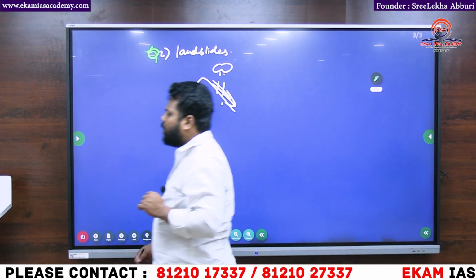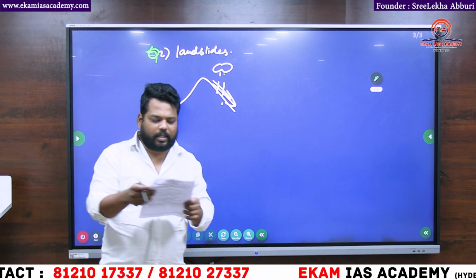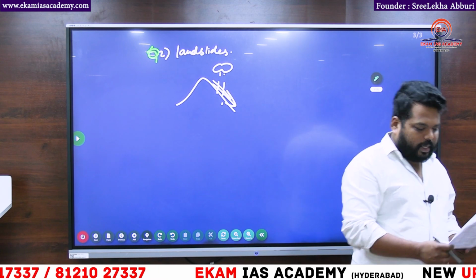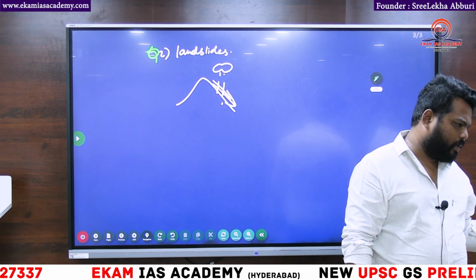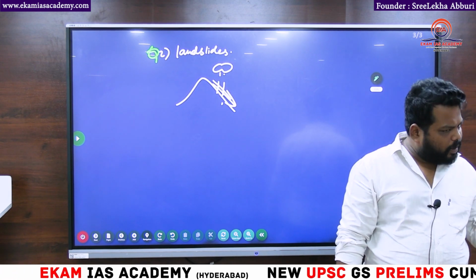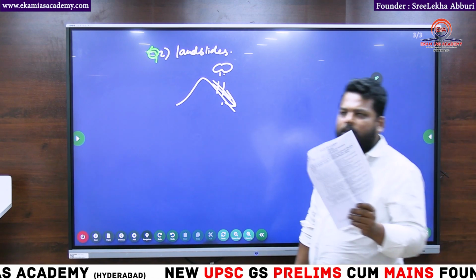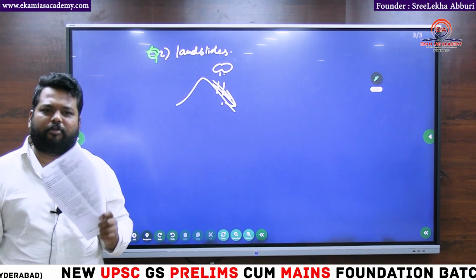So in this particular question, what they have asked is: differentiate the causes of landslides in the Himalayan region and Western Ghats. The test paper where they have given the question, a similar question itself was asked in UPSC somewhere around 2014 or 15, after the Uttarakhand flash floods.